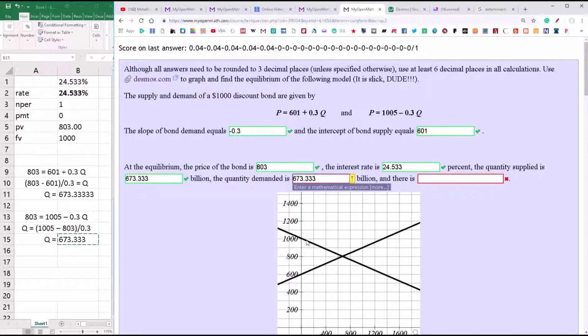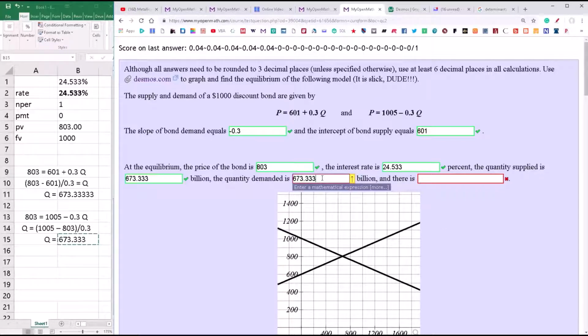At a price of $600, the quantity supplied is way down here. The quantity demanded is way up here. At a price of 1,000, the quantity demanded is up here. The quantity supplied is out here. As the price comes down to the equilibrium, the quantity supplied and quantity demanded are both equal to the same.